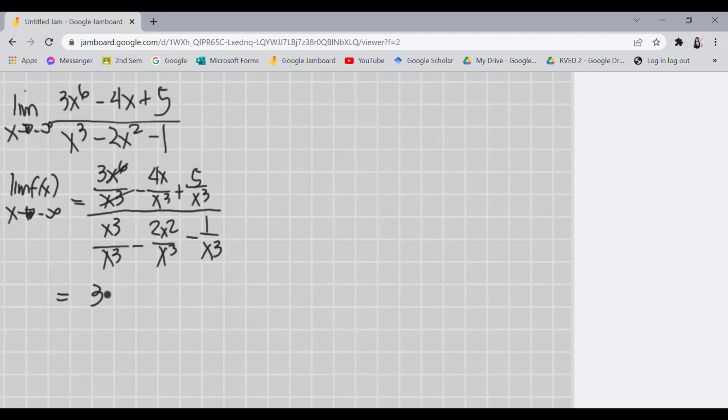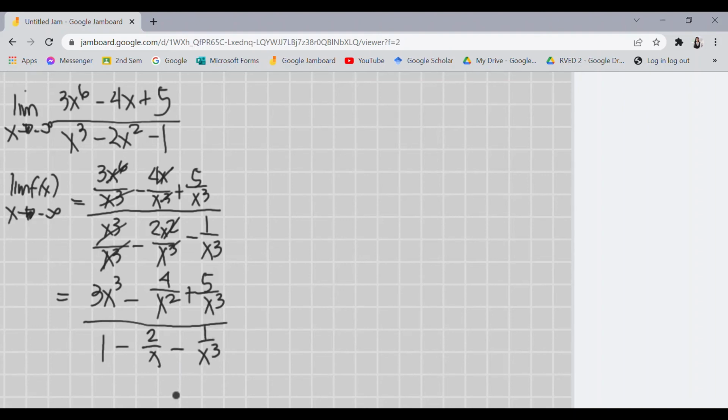We have 3x cubed left minus 4 over x squared kasi maka-cancel to. Plus, retain 5 over x cubed all over. Cancel. Pag nag-cancel kayo nito, 1 pa rin yan. Okay? Hindi siya mawawala. 1 siya. So, 1 minus, cancel x squared, 2 over x, minus, retain 1 over x cubed.